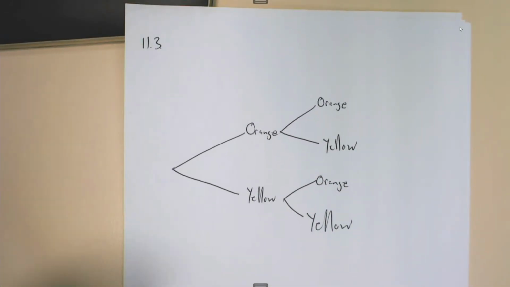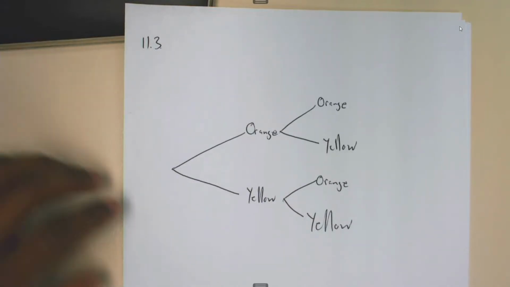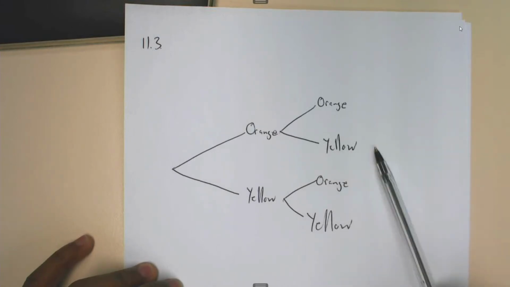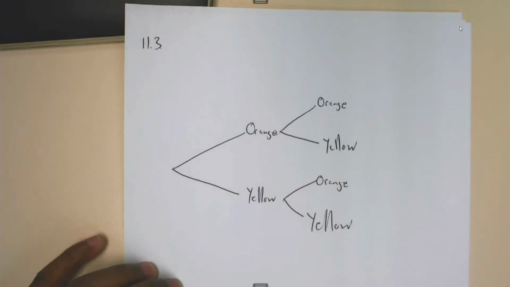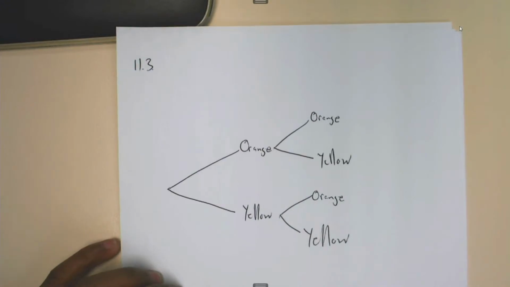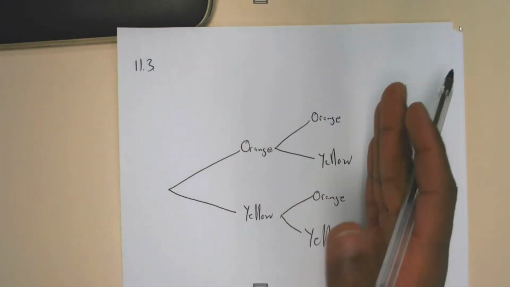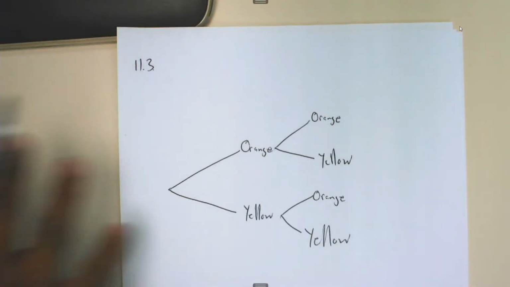So he can either choose between orange and yellow. And he's choosing how many times? Twice. If you are choosing for the 3rd time, that means your tree diagram will keep on branching out as the number of events increases. So what we have here, we have the first event, and also the second event. Structure of the tree diagram done.